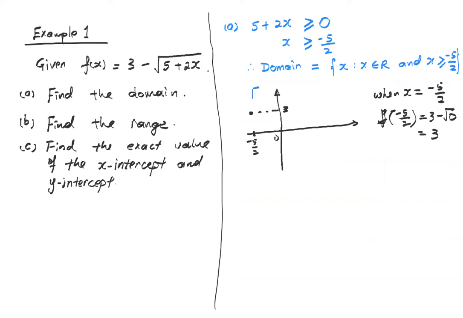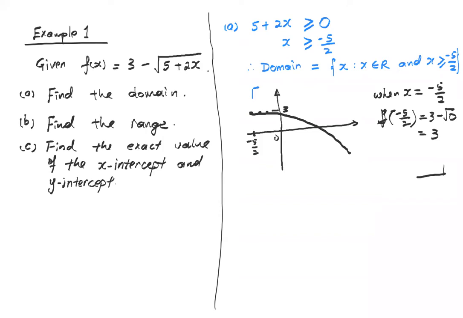Then after that, look, because there is a negative sign in front of the square root, I can conclude that all my other values of y will be less than 3, because it's 3 minus a number. Agree or not? Because there is a negative sign, your graph will go down like that. You get me?